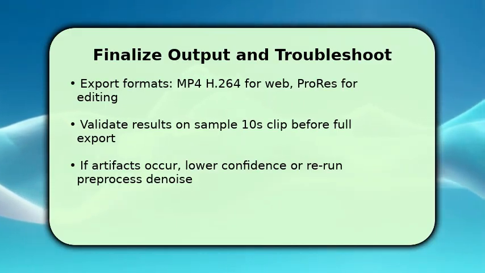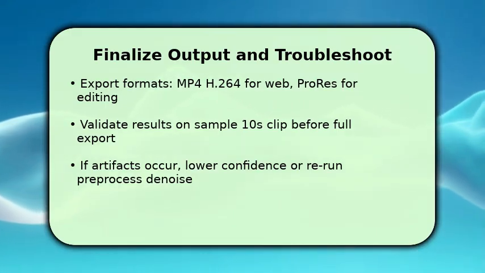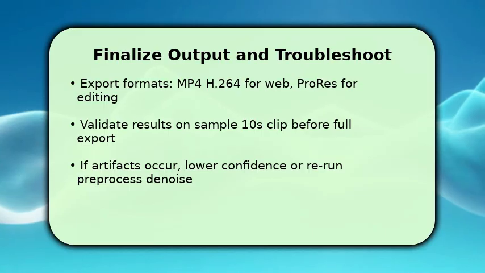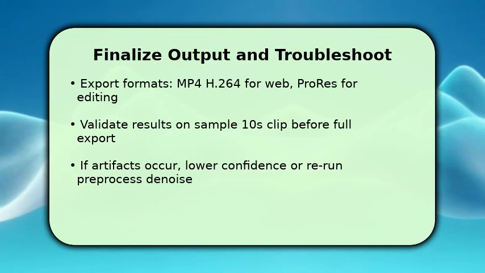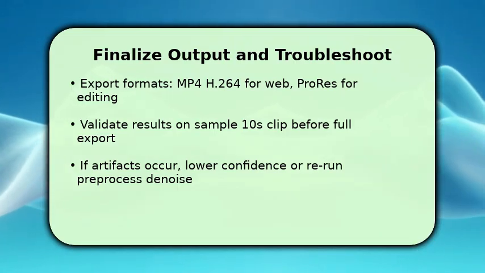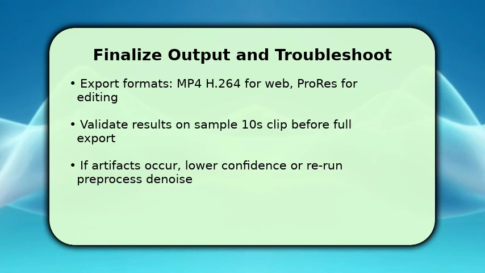If you see banding or false positives, lower the model confidence or reapply the denoise and rerun inference. Make sure to save a named checkpoint before full export so you can revert quickly if a change introduces regressions.